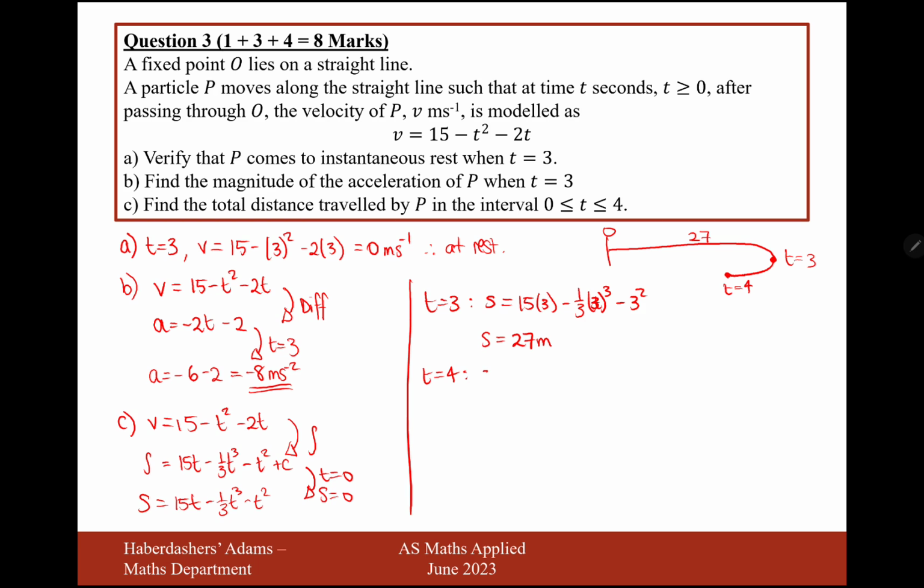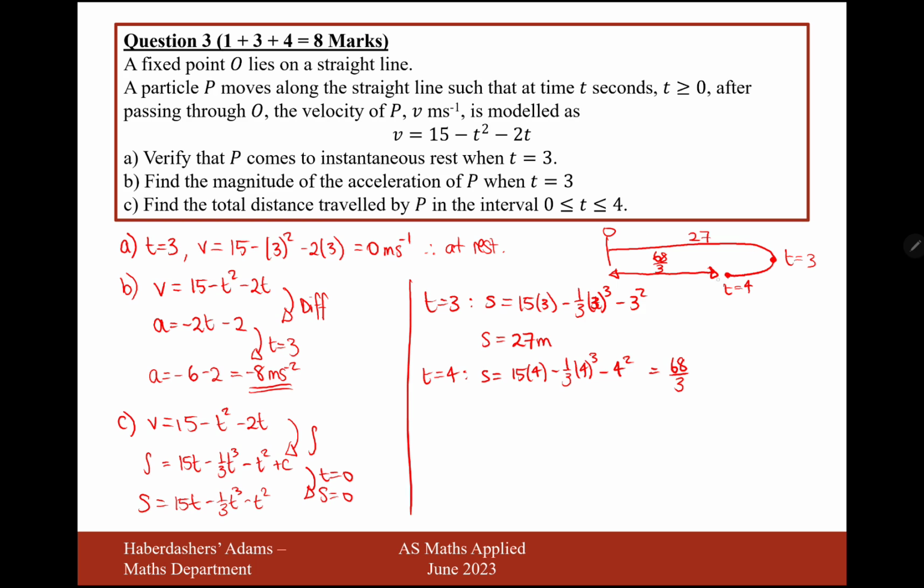So we're going to substitute in 4 into the equation. So 15 times 4 minus a third times 4 cubed minus 4 squared, and on the calculator, 15 times 4 minus a third of 64 minus 16 is 68 over 3. Let's leave it as 68 over 3 for now. Now 68 over 3 refers to this gap here of 68 over 3.